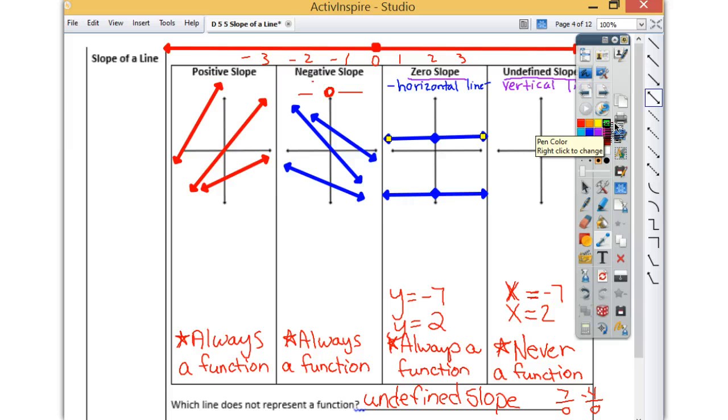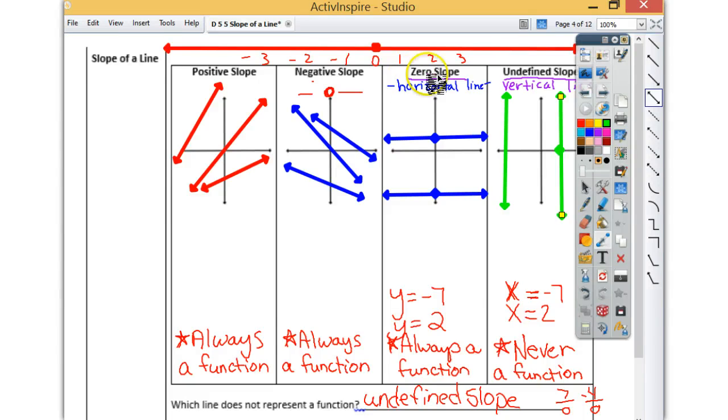This one, so if x equals -7, on my x-axis, say -7 is over here, right there. X equals 2, on my x-axis, maybe it's about right there. What kind of lines are those? Vertical. Those are vertical lines. So obviously, what test does it fail? The vertical line test. It is a vertical line.